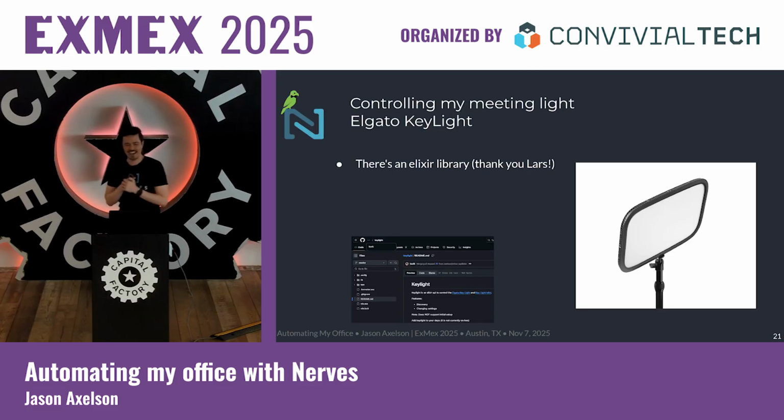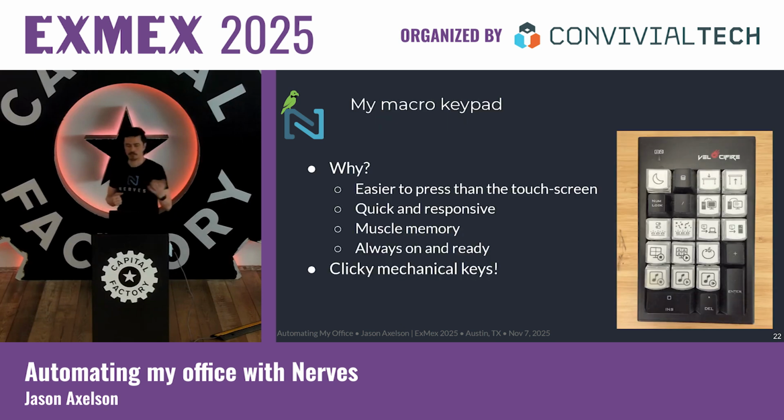So I have an Elgato Key Light, and one of the reasons that I chose it is because it has a REST API that we can use. And there's actually already an existing HTTP library written by Lars, so thank you, Lars. But I can't run Elixir code directly inside myself, so obviously I need to have some way to control it.